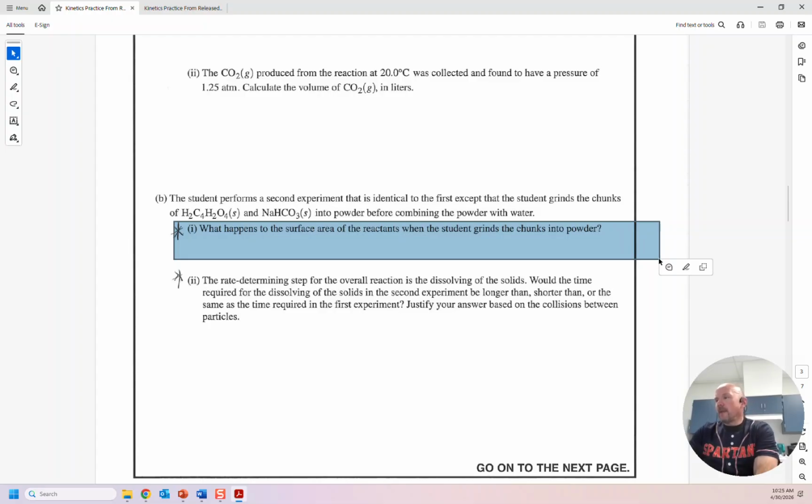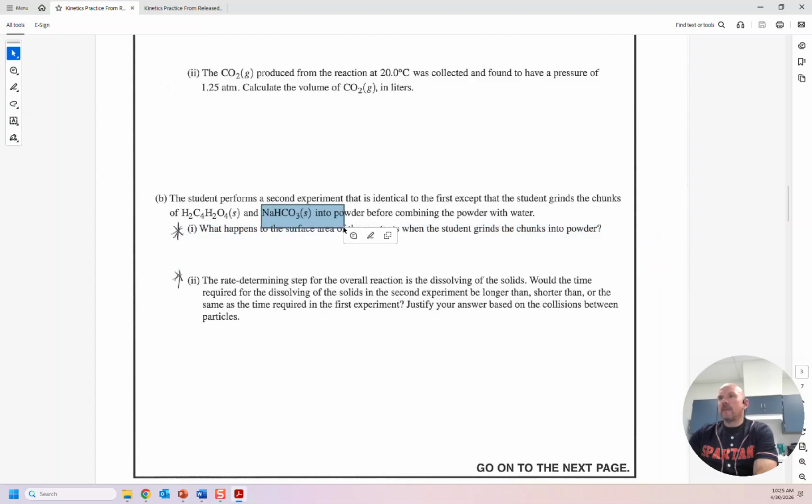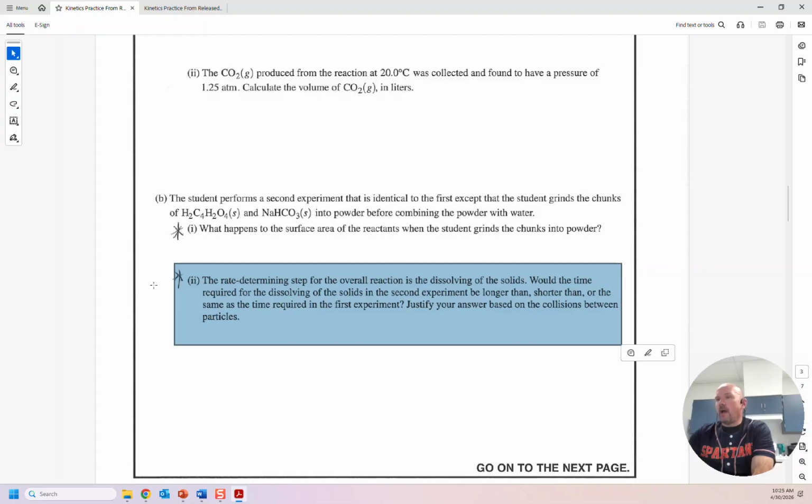So it's understanding how to speed up a chemical reaction. If you have a solid and you want to make it react faster, you crush it up, right? So what happens to the surface area of the reactants when a student grinds the chunks into powder? It increases. Okay, that's it, right? So really you just say the surface area increases, right? Now, what will that do? That's going to speed up the rate of the reaction, and that's what we have to talk about in part 2. All right.